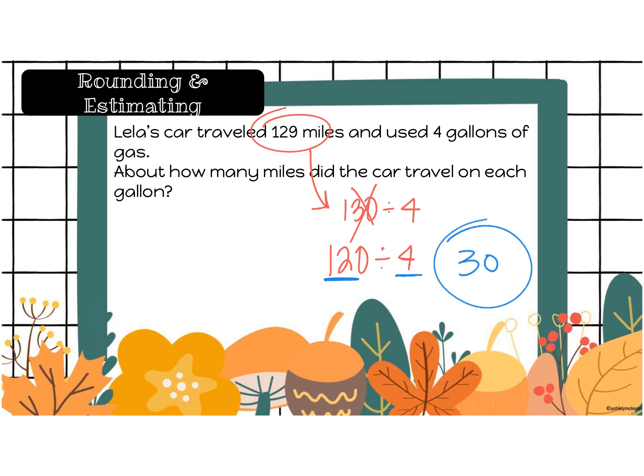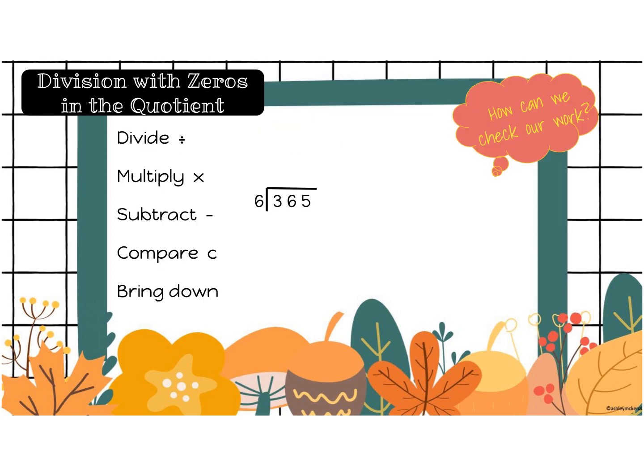So about 30 miles. Okay, see how compatible numbers make it easy for you to do quickly in your head? You have to be able to identify them though. If you can't, then you could round down all the way to 100. You just won't have as accurate of an estimate. Okay. All right. Dividing with quotients or a 0 in the quotient. Our steps are right there: divide, multiply, subtract, sometimes compare, bring down.